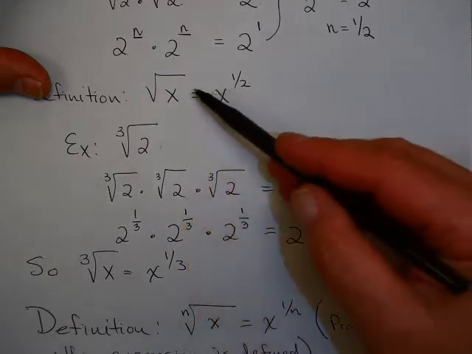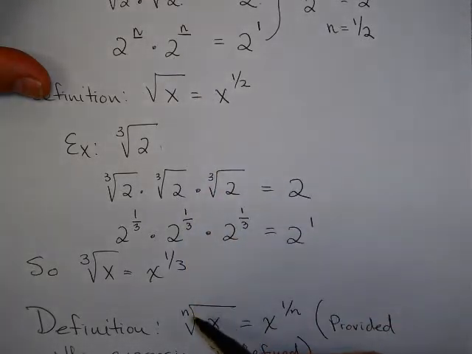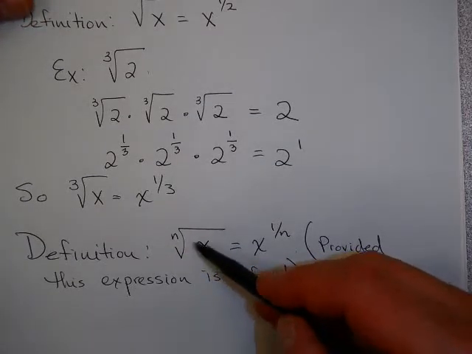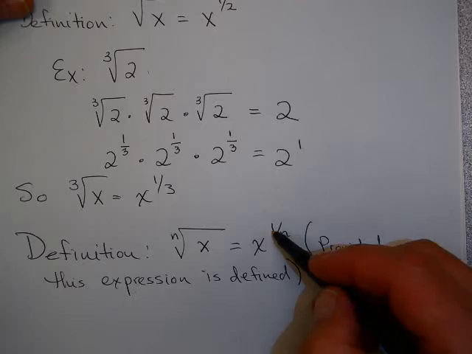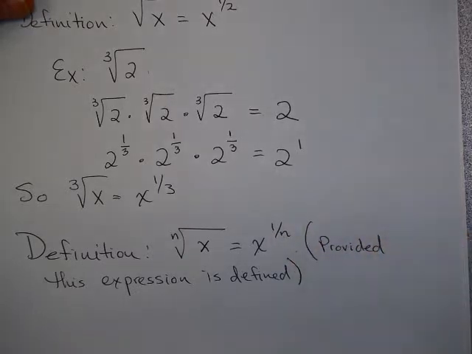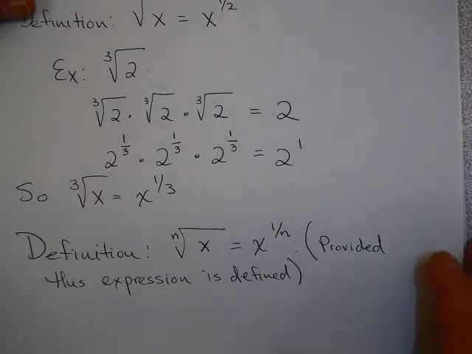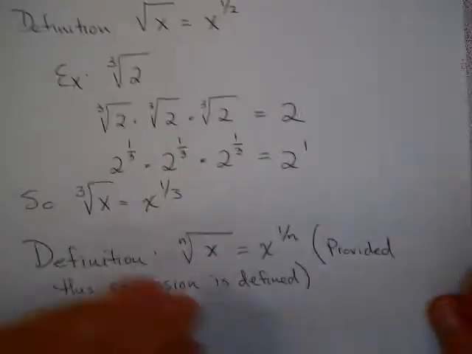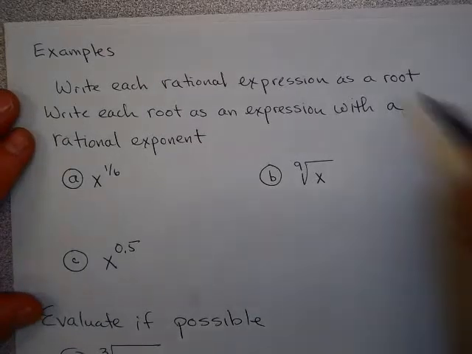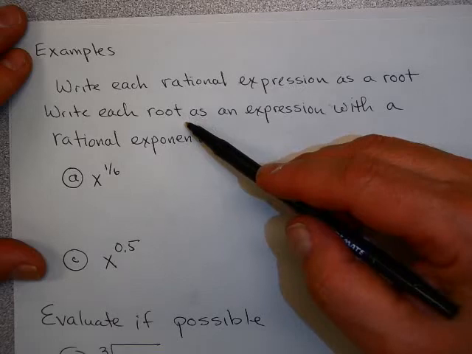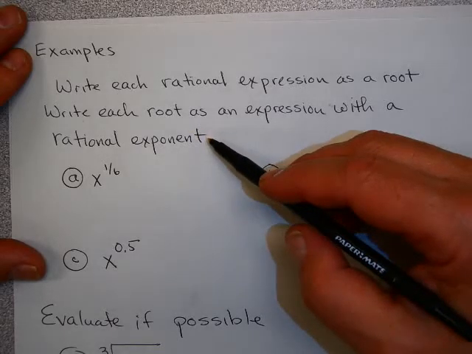But why stop with 2 and 3? Why not go to any root here? The nth root of x is equal to x to the 1 over n. Of course, I need to add this statement that provided this expression is defined, and we'll get into that a little more later. But let's do a little practice with this right now. For example, we can write each rational expression as a root and write each root as an expression with a rational exponent.